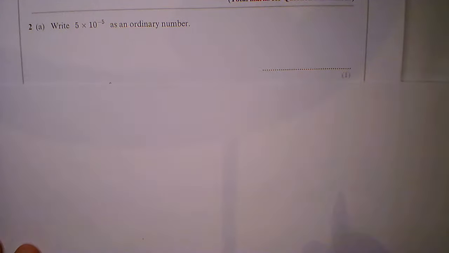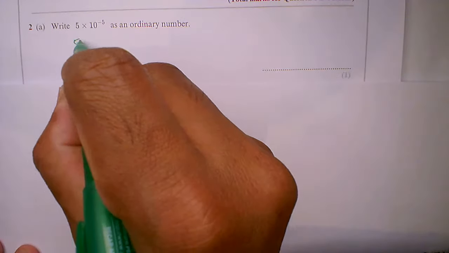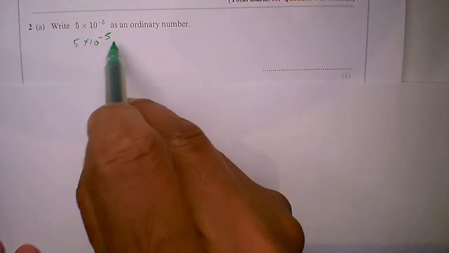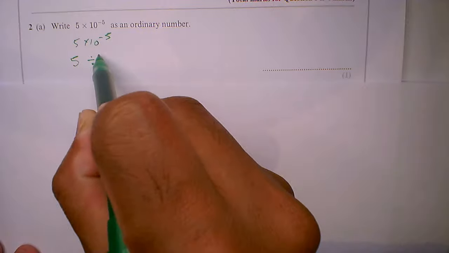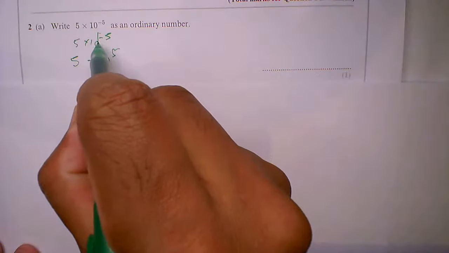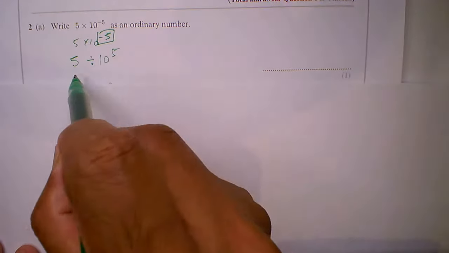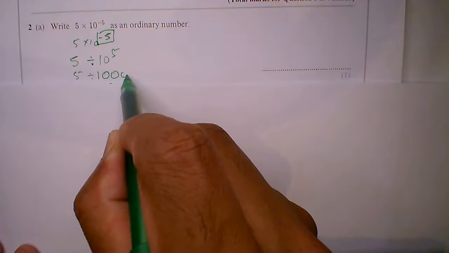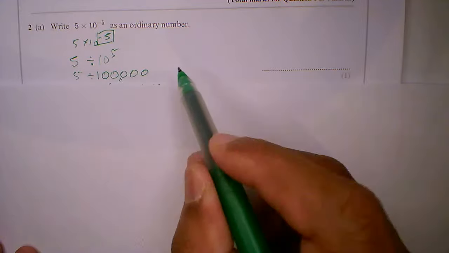Because we have a negative power, 5 times 10 to the power minus 5, that negative we can change into 5 divided by 10 to the power 5. So now the negative disappears, because we've changed the sign, which tells us it's reciprocal. That's the same as saying 5 divided by 1 with 5 zeros: 1, 2, 3, 4, 5, which is 100,000.